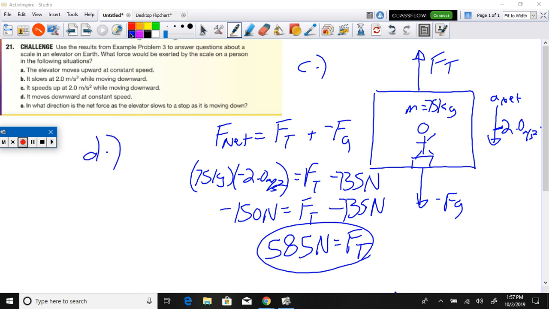I'm not even going to draw a picture for number D. Christopher, constant speed. Constant speed, is there a net acceleration? Yes or no? So is acceleration 0 again? So is it just equal to the weight? Yep. And number E, in what direction is the net force as the elevator slows down to a stop as it's moving down? Box. Elevator's moving down, but it's trying to slow down, so what direction is the acceleration? Up. So direction is the net force. Up.